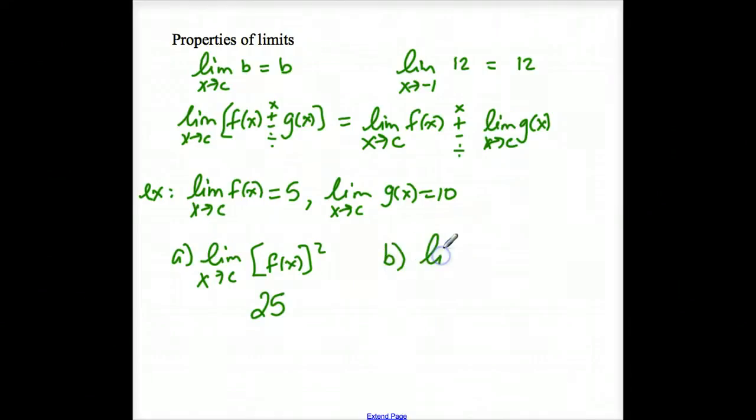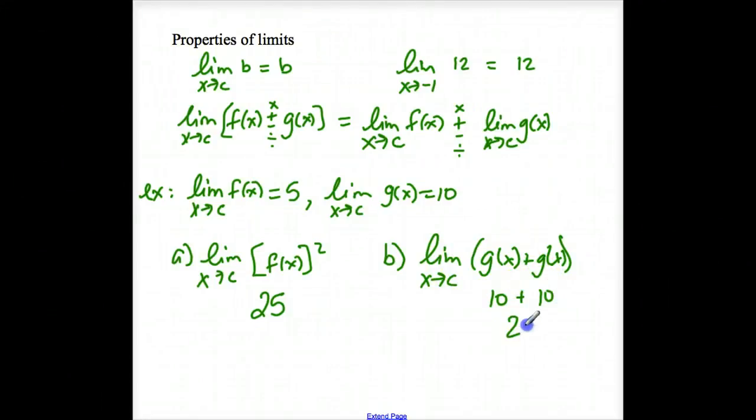And another example, if we're supposed to find the limit as x approaches c of g of x plus itself, we don't know what g of x is, so we can't add it to itself and simplify it and plug c into that. But we can say we know the limit of g of x is 10, and we know the limit of this g of x is 10. So we can just add them together and get an answer of 20.